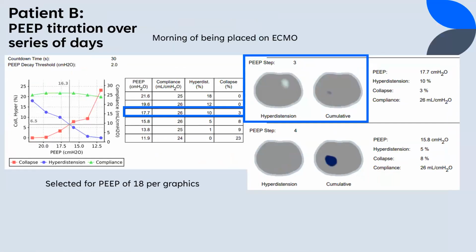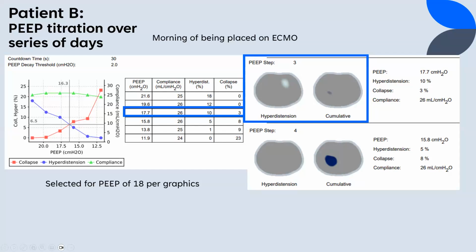So jumping over to our patient B. This was the patient, again, that had influenza, who had ARDS and acute renal failure, and had a little bit of a larger body habitus. So we knew that we were going to need a higher PEEP. You can see that we started at a higher PEEP of about 22, and then we took multiple steps down.